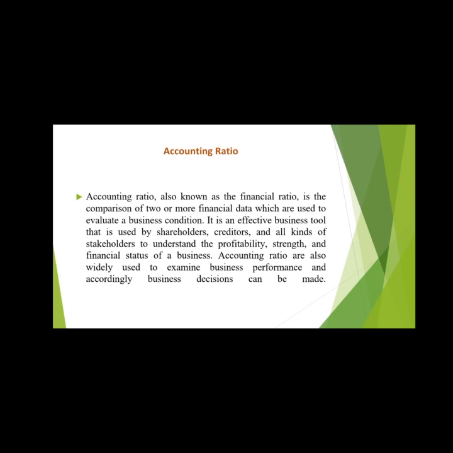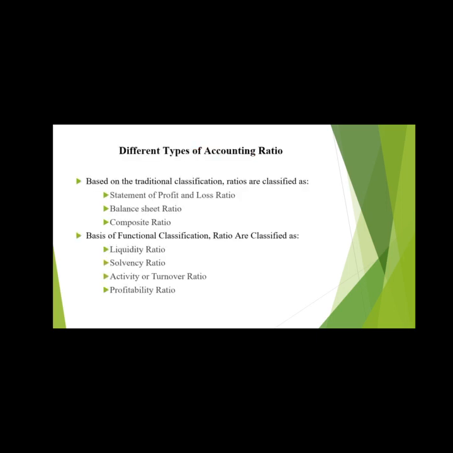Then the second question is, what are the different types of accounting ratios? We classified accounting ratios based on the traditional classification and functional classification. On the basis of traditional classification, ratios are classified as statement of profit and loss ratio, balance sheet ratio, and composite ratio. On the basis of functional classification, ratios are classified as liquidity ratio, solvency ratio, activity or turnover ratio, and profitability ratio.